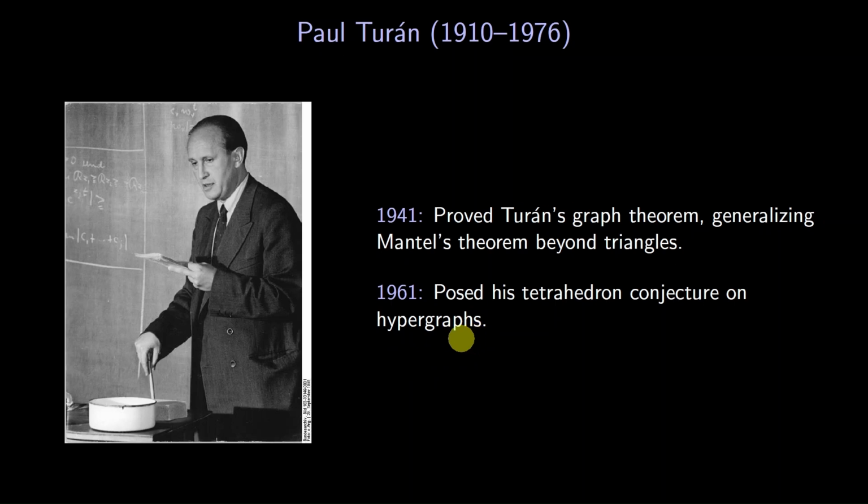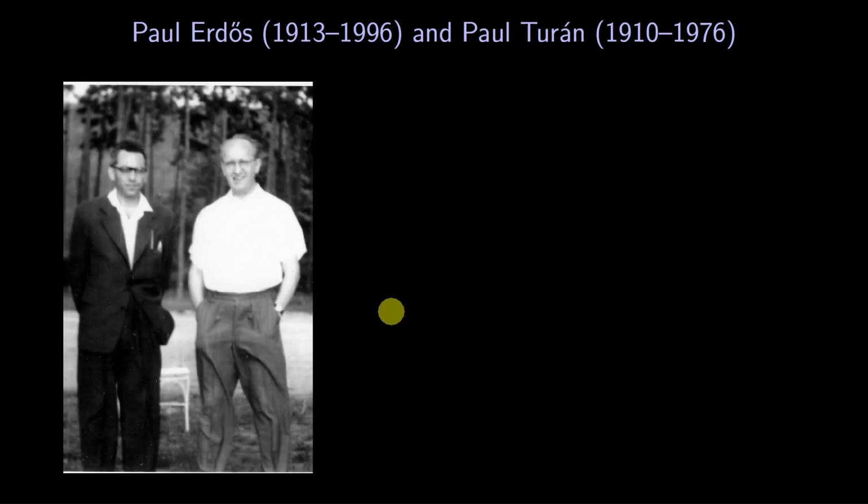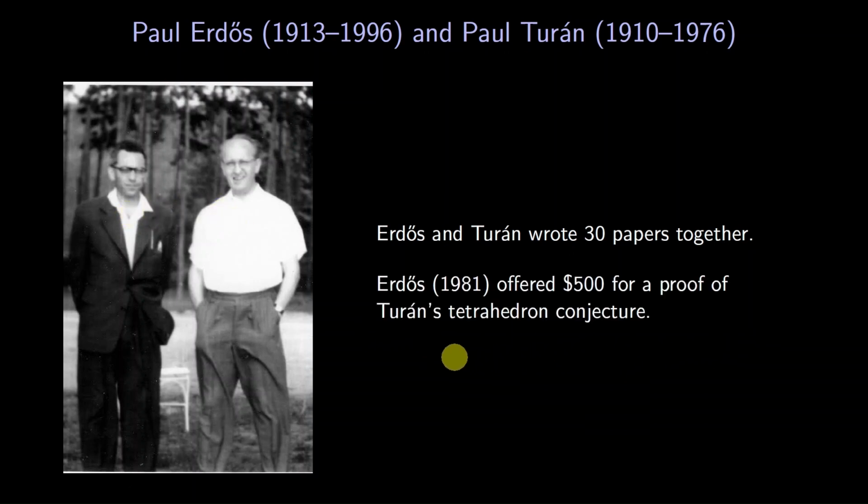Besides Paul Turán, I would like to mention another Paul. Here's a photo of Paul Erdős and Paul Turán. They were lifelong friends and collaborators, writing 30 papers together. Erdős was known for posing problems and offering money for the solutions to those problems, almost always his own problems. But he liked Turán's conjecture so much that he offered $500 for a solution. More importantly, if you were to solve Turán's conjecture, you would become famous within the math world.